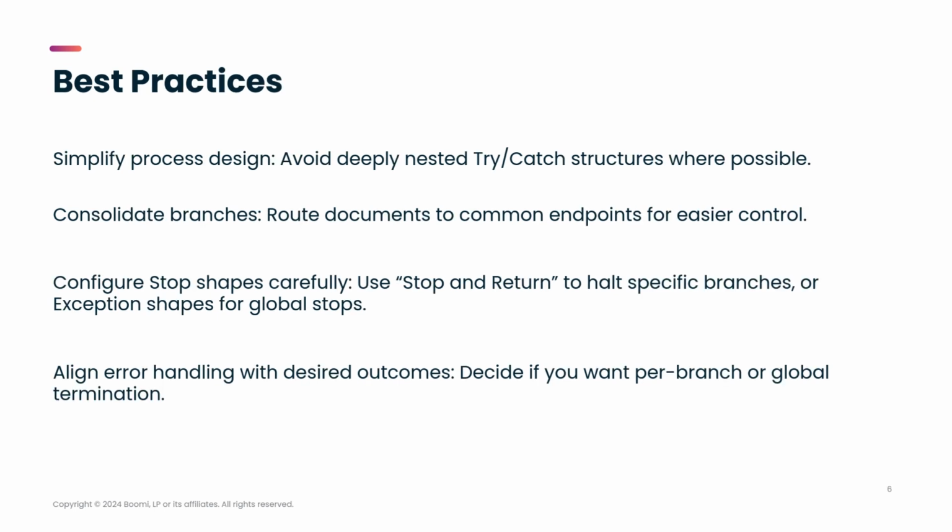Here are some best practices to avoid common pitfalls. Simplify your process design by minimizing deeply nested try-catch shapes. Consolidate branches into a shared endpoint to gain better control. Use stop shapes carefully. Stop and return halt specific branches, while exception shapes can trigger a global halt. Align error handling with your goals. Decide if you need per branch or global termination and design accordingly.